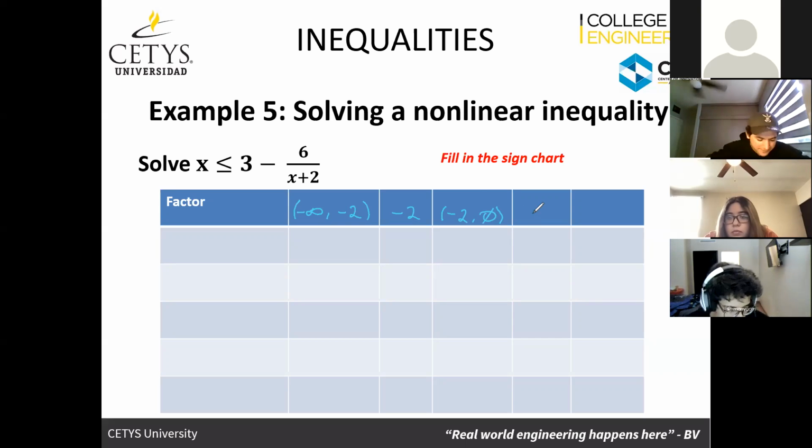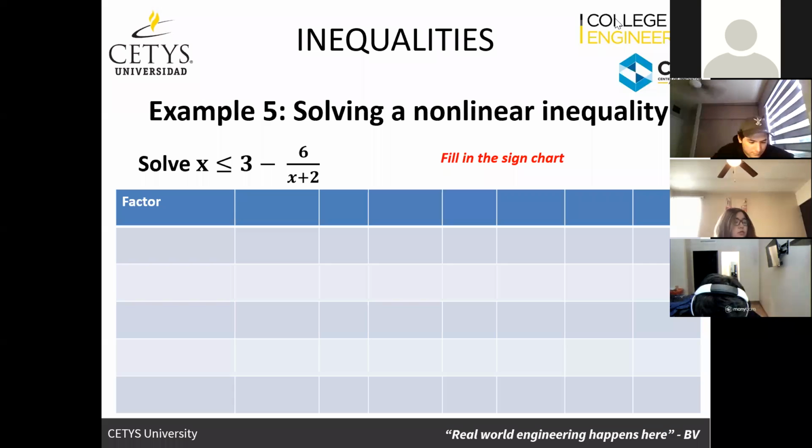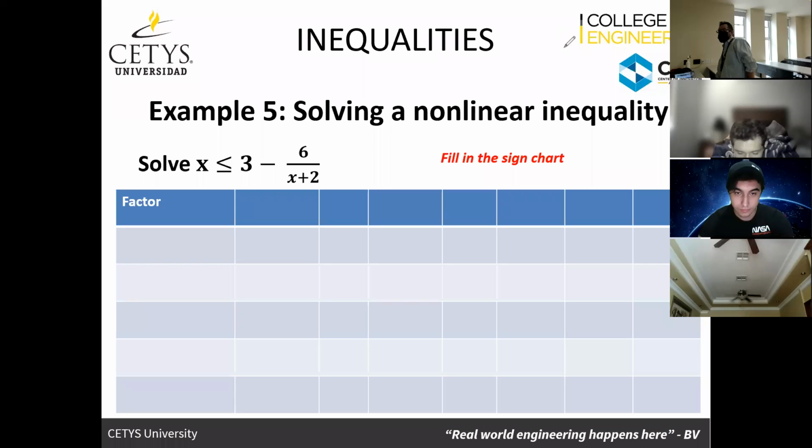I think I'm missing some columns in this one. Give me one second here to add some columns, because I copy pasted another table into this one. Okay, there we go. That's better. I was missing some columns there.